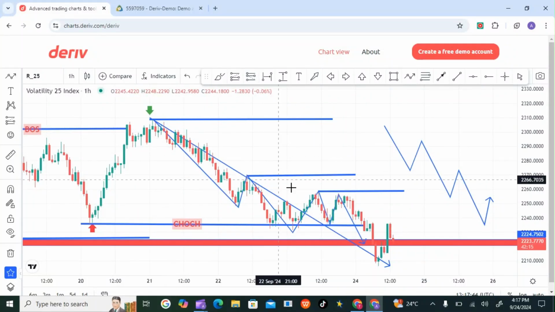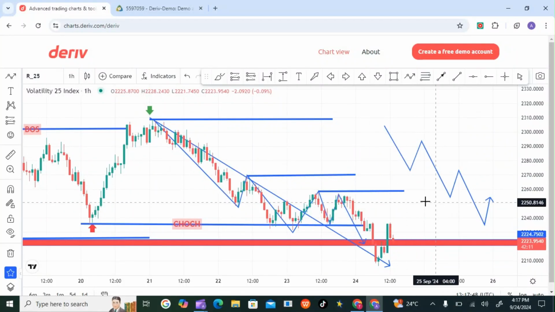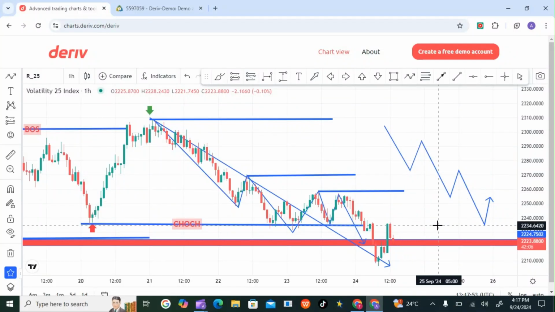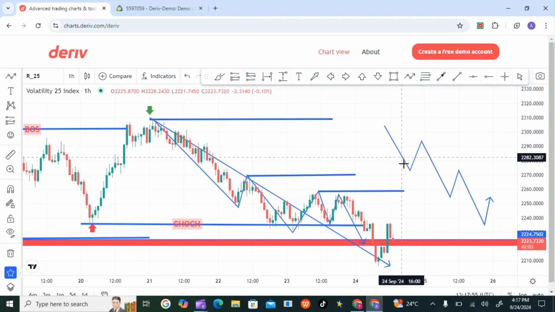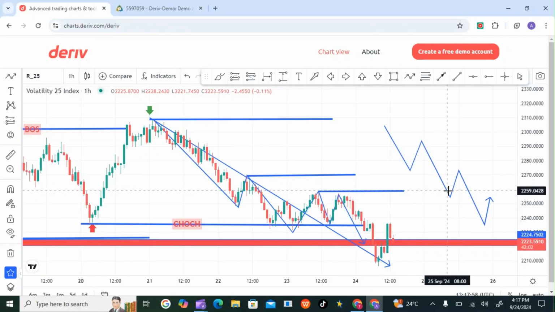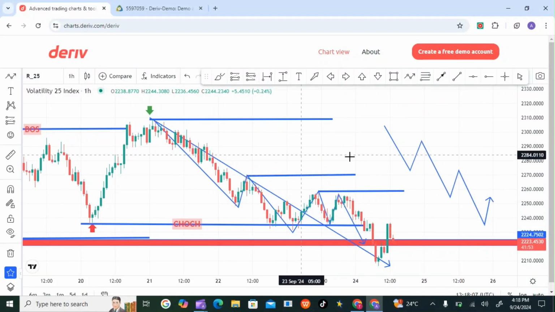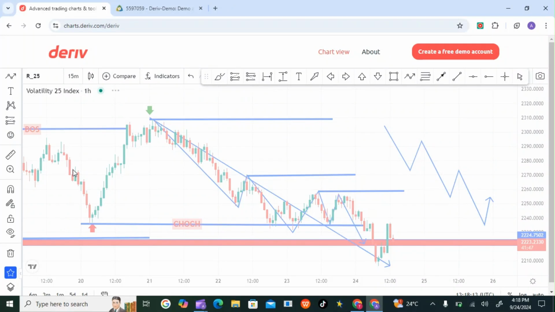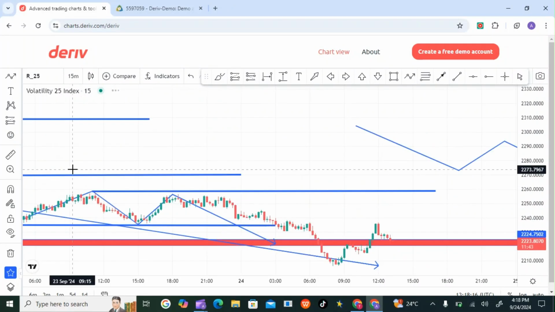So how will I be executing trades? I'll be looking for opportunities to take a sell. And how will I be checking those opportunities? I'll be waiting for the market to come back to these areas of higher low, and I can consider taking a trade. So I'll be aiming to see such a movement. So I'll come back down now to 15 minutes to check whether I can see any entry by now.